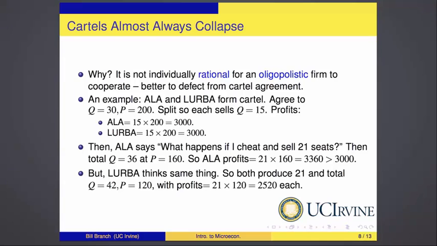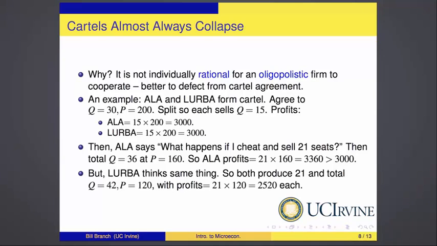So let's continue with this example. So we have ALA and LURBA decide to form a cartel. So they're going to try and replicate the monopoly outcome. So they agree that the total number of seats that should be sold is 30 and that they're going to sell them at $200 a seat. And then to be fair, they decide, well, we're just going to split it evenly. So ALA will sell 15 seats and LURBA will sell another 15 seats. Then they're just splitting those $6,000 in profits. ALA gets $3,000 and LURBA gets $3,000.